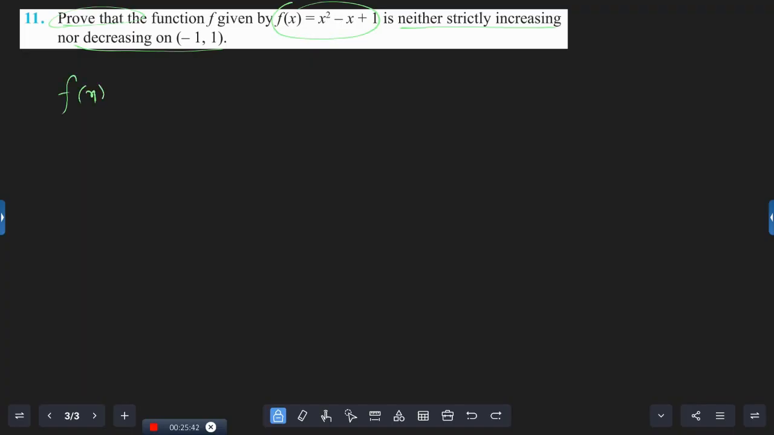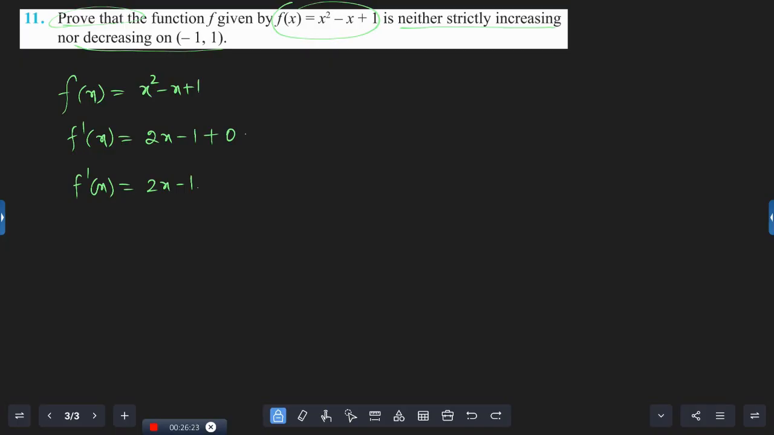So f of x is equal to x square minus x plus 1. We have to differentiate this. When you differentiate, the derivative of x square is 2x, the derivative of x is 1, and the derivative of 1 is 0. So f dash of x is equal to 2x minus 1. Whatever we substitute, it should be neither increasing nor decreasing.